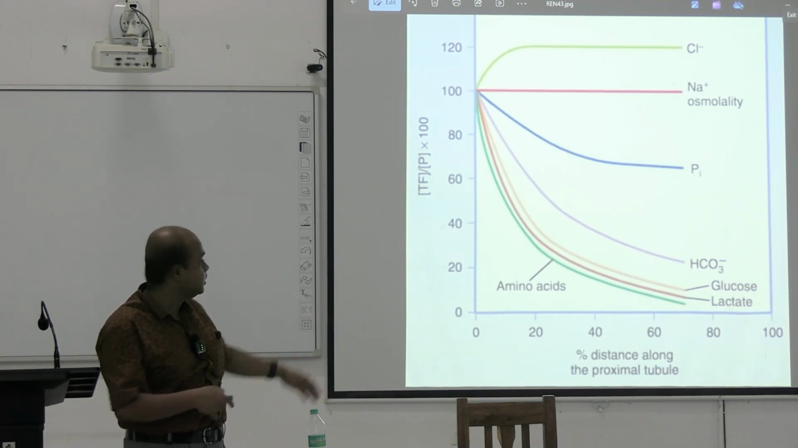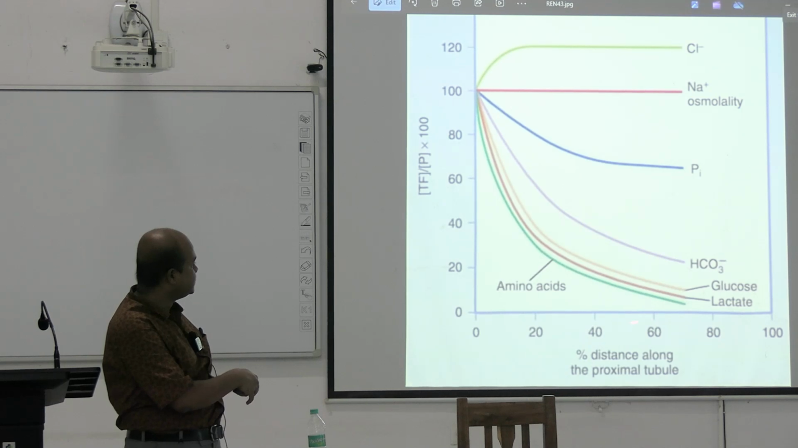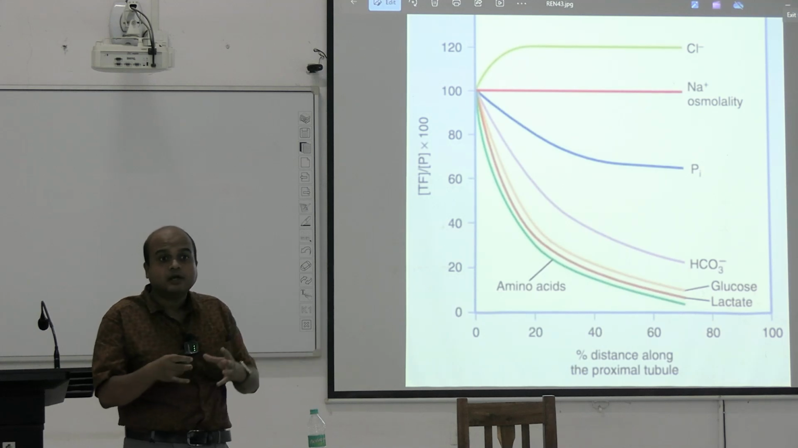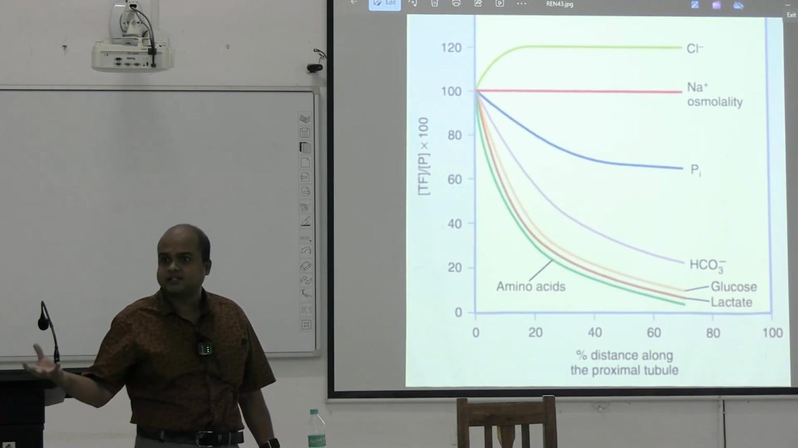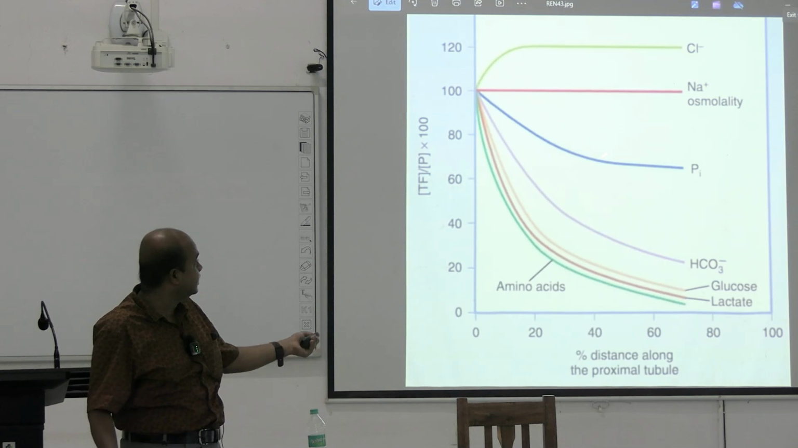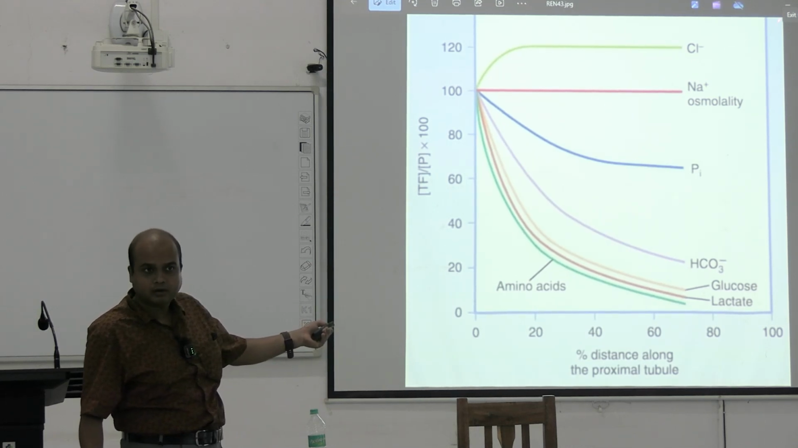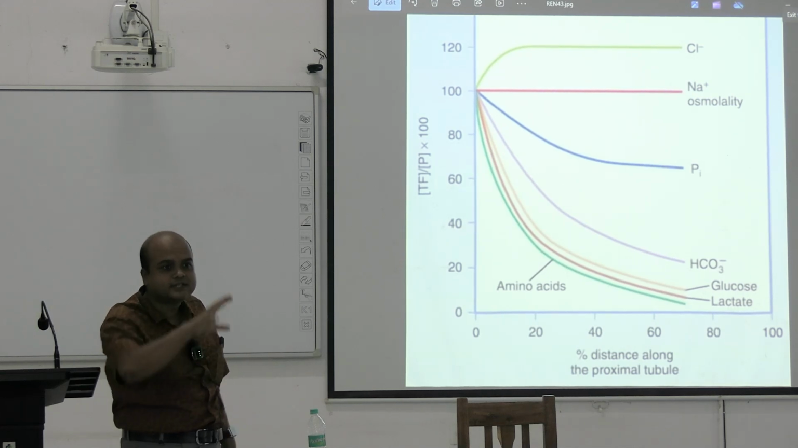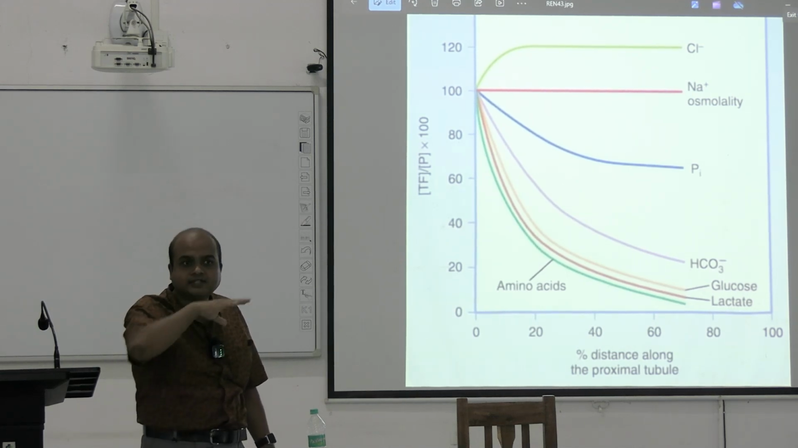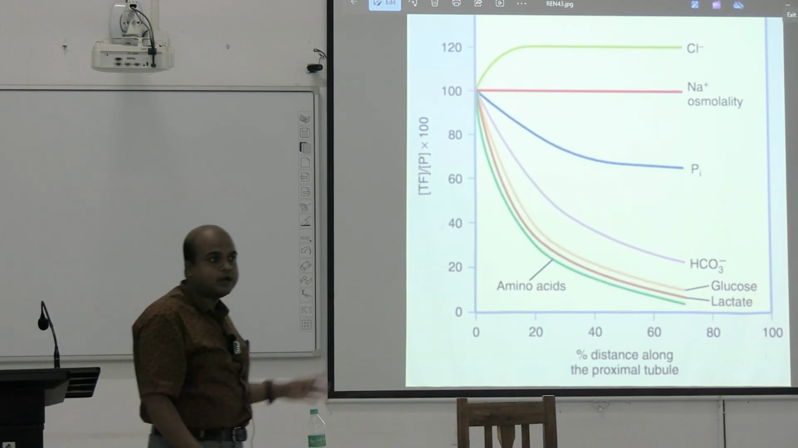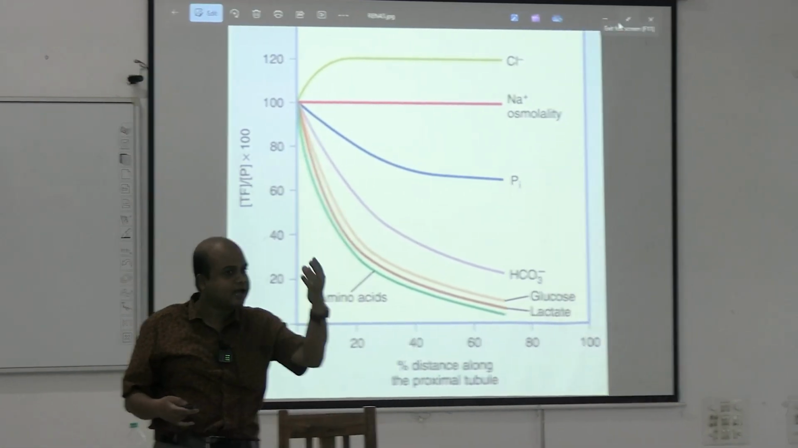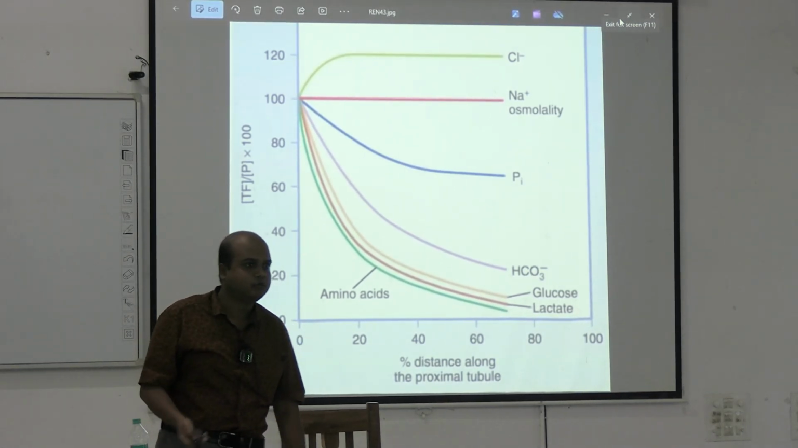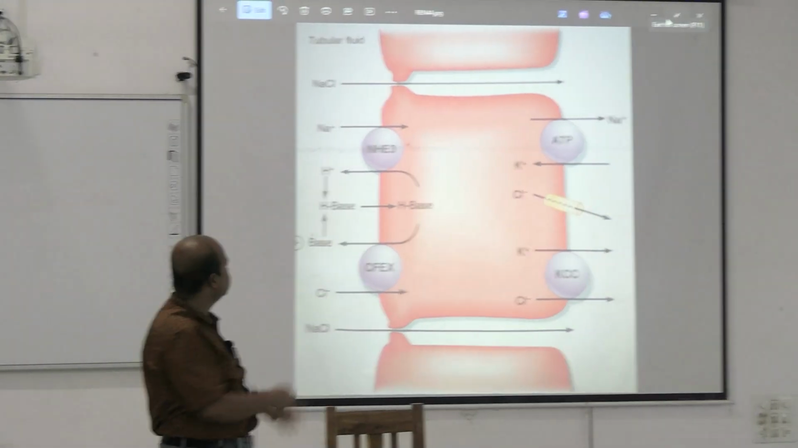Along the first half of the proximal tubule, about 50-60%, what happens? All these substances, phosphate, bicarbonate, glucose, are reabsorbed more than water. Very large reabsorption, so their concentration is decreasing. Sodium is at par with water, but chloride is very little reabsorbed in the first half of the proximal tubule, so the tubular concentration of chloride is increasing. Where is it then reabsorbed? It is reabsorbed in the second half.